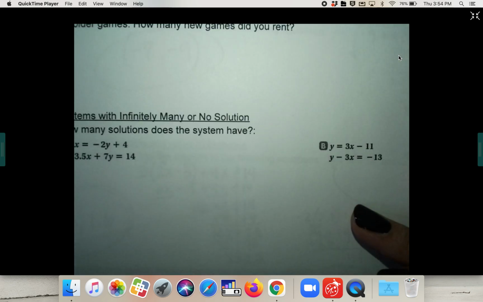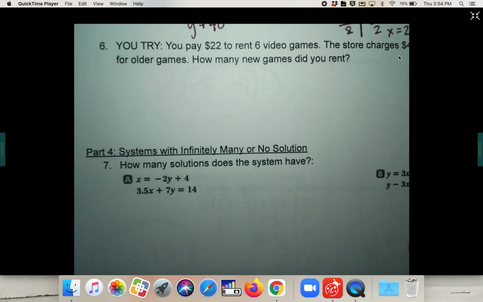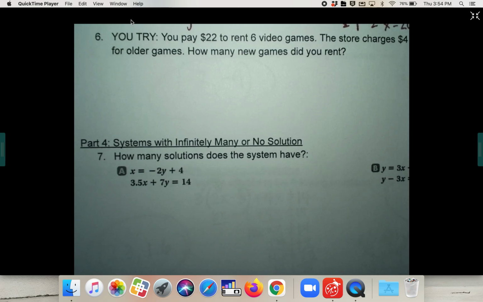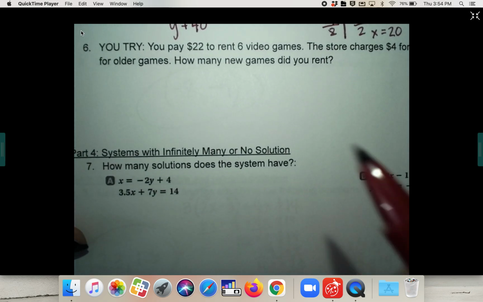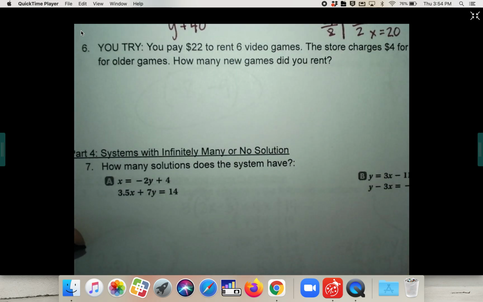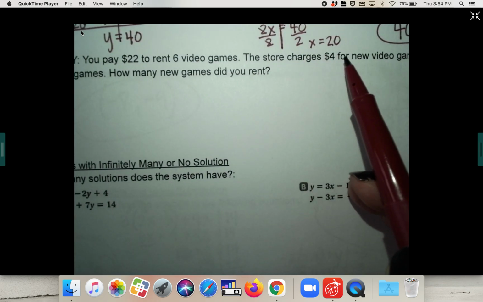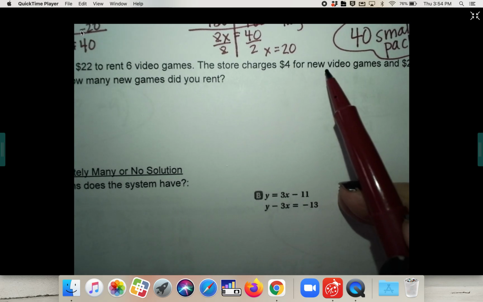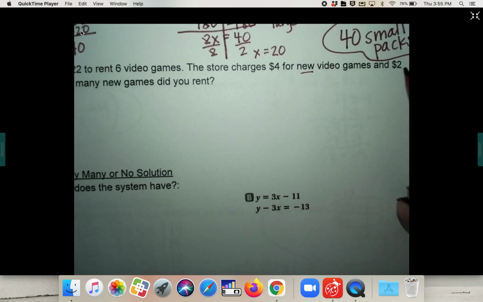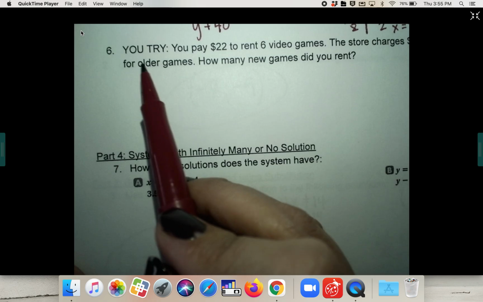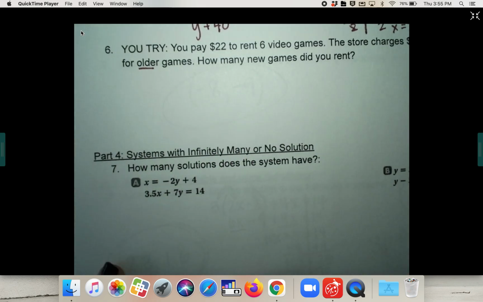Okay, the next one says you try, but since these are kind of hard, if you want to push pause, you can and try on your own. Otherwise, I will do this one with you right now. You paid $22 to rent 6 video games. The store charges $4 for new video games and then just $2 for older video games. How many games did you rent?